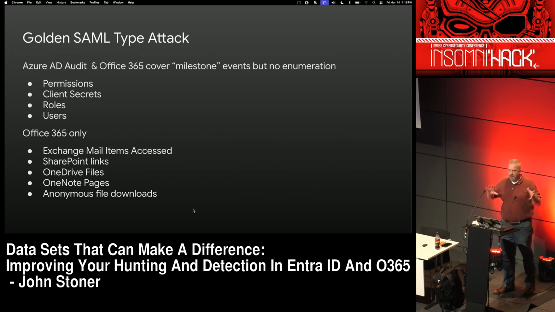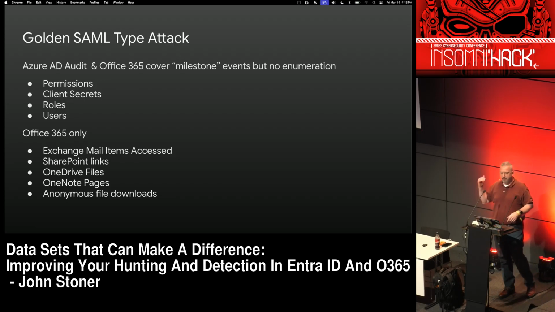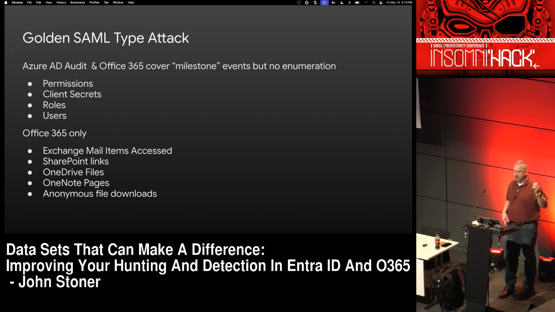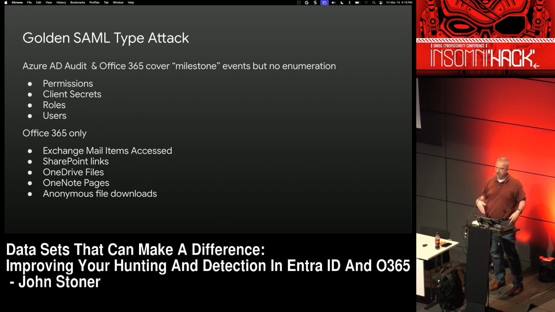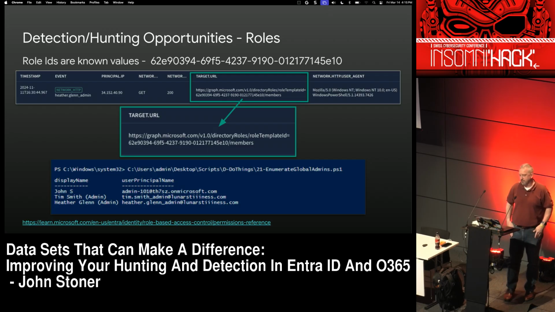All right, so kind of put a bow around Golden SAML. Azure AD Audit and O365 cover milestone events along the way, the big stuff, right? Permissions, client secrets, roles. O365 will give me Exchange MailItemsAccessed. Hey, somebody went through this SharePoint link. Hey, somebody read this file. Somebody opened this OneNote page. Hey, somebody set up an anonymous file download and then downloaded, right? Those kinds of things will be logged. But again, it's that stuff in the cracks that you're kind of missing to get that entire picture.